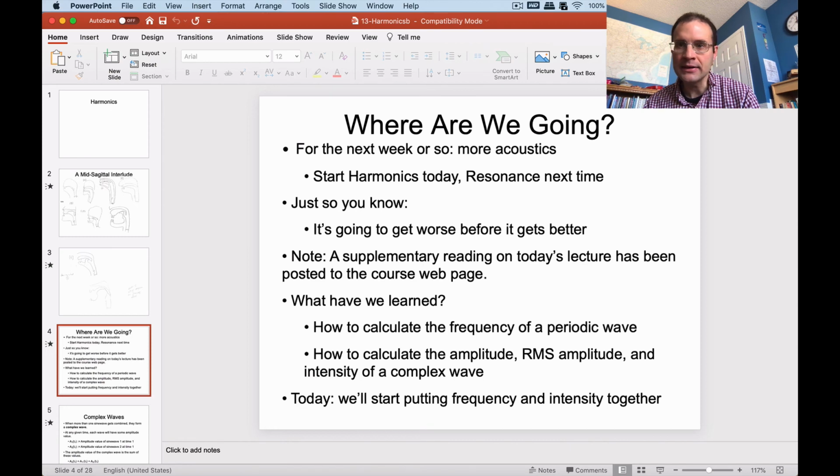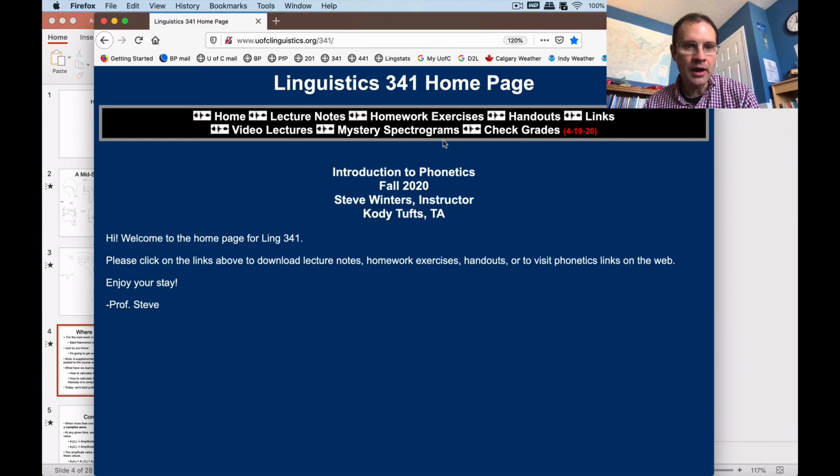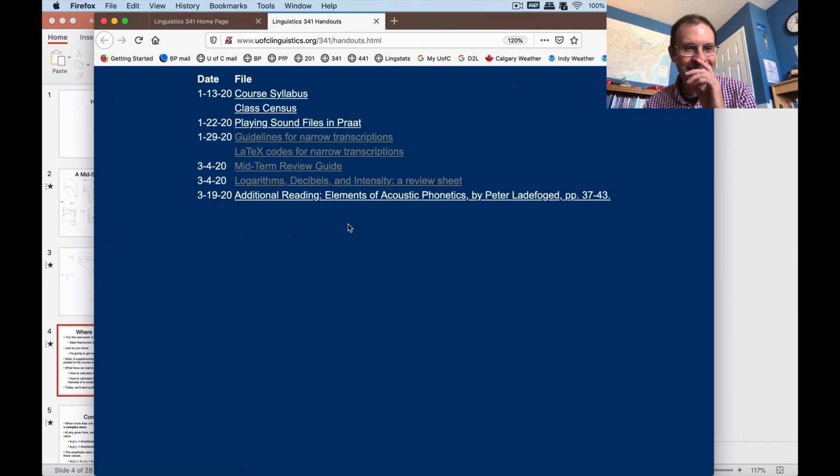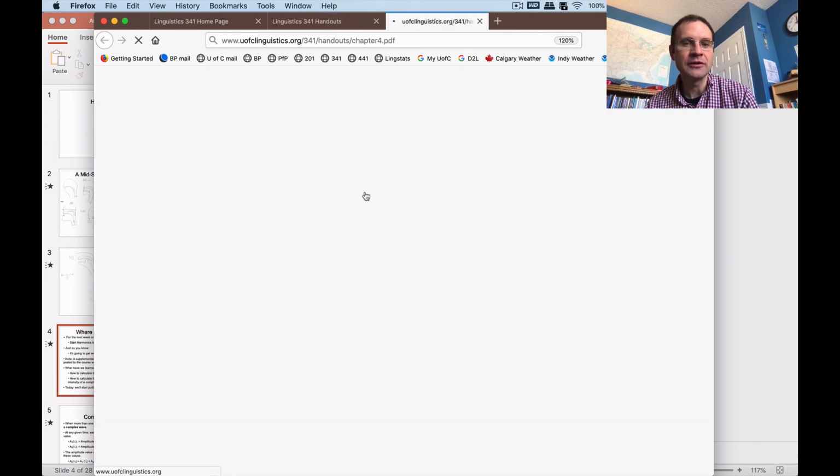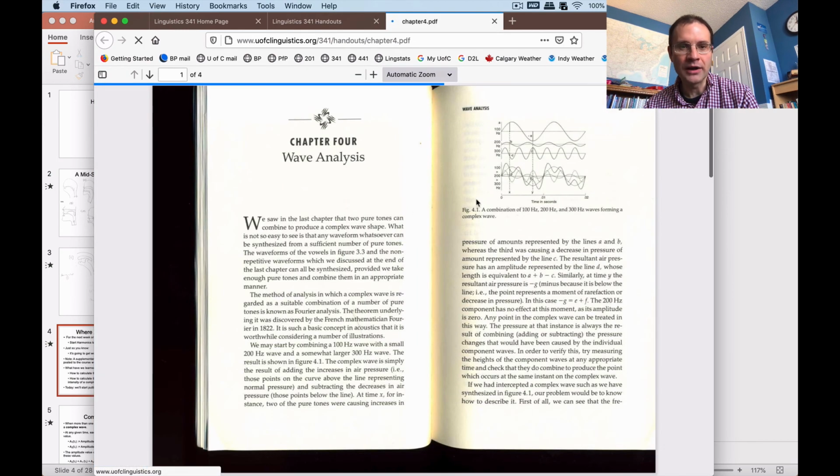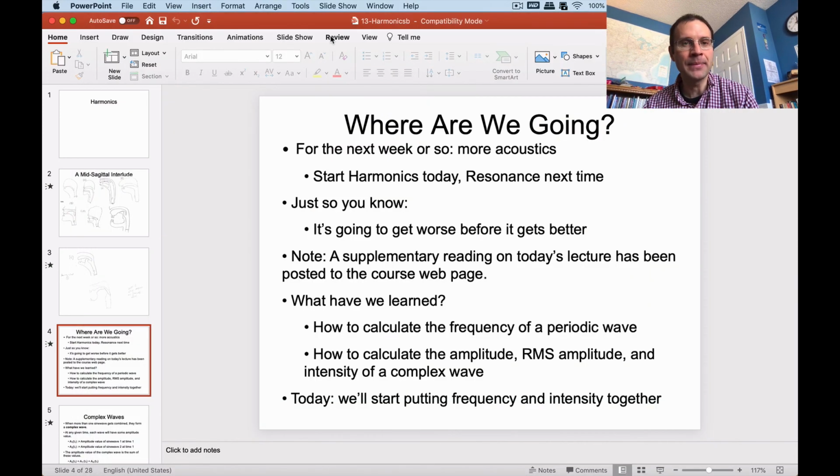and I'll show you where that is in the readings tab, or I guess the handouts tab. So check this ahead of time. But at the bottom here, this is when I posted it back in March. This is an additional reading, Elements of Acoustic Phonetics by Peter Ladefoged, just a few pages that kind of walks you through what he calls wave analysis. So we're going to do something similar to that today, but this will give you a reading to kind of back up what I'm going to tell you in this lecture.